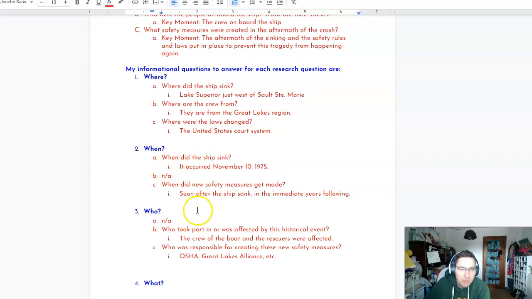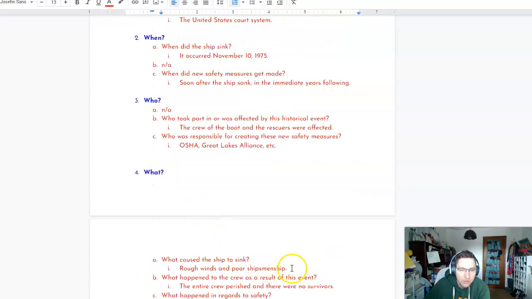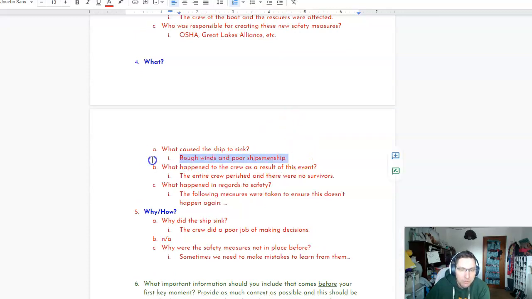Alright, so again, key moment, ship sinks. So, what caused the ship to sink? Rough winds and poor seamanship, right? And then why did the ship sink? Poor job making decisions.